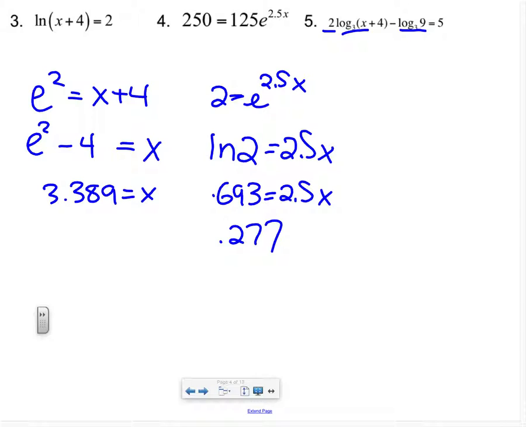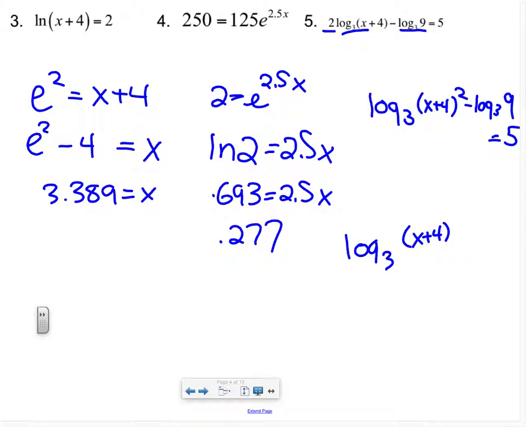Put it upstairs and make an exponent. All right, so this becomes log base 3 of x plus 4 squared, minus log base 3 of 9 equals 5. All right, and so now I'm ready to use subtraction turns into division. So it's log base 3 of x plus 4 squared over 9. Is that right? Yes? Equals 5.